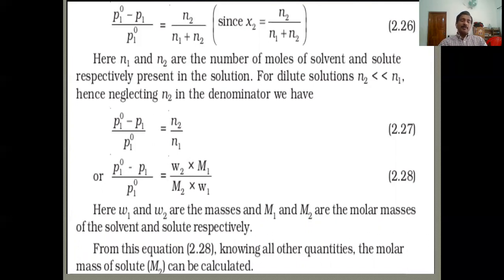So we can rewrite this equation as (P1° minus P1) by P1° is equal to N2 by N1, or (P1° minus P1) by P1° is equal to W2 by M2, that is N2, divided by W1 by M1. That we can write as W2 divided by M2 into M1 by W1. So here, what you have to find out? M2, the molecular mass of solute. So this equation can be used to find out the molecular mass of solute. Here W1 and W2 are the masses of solvent and solute, and M1 and M2 are the molar masses of solvent and solute.